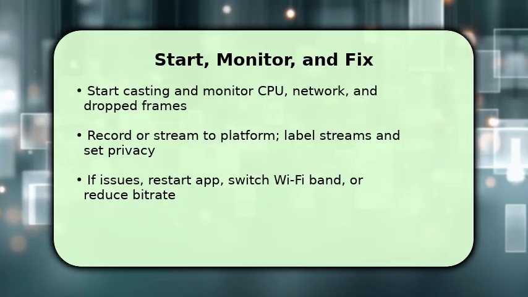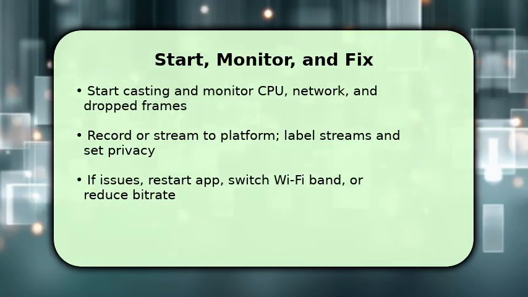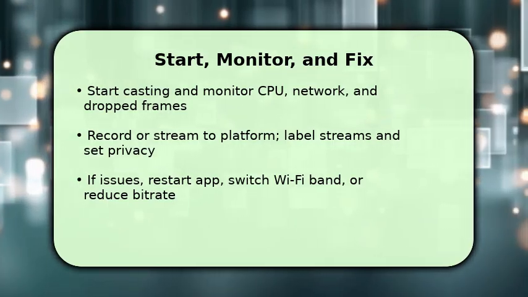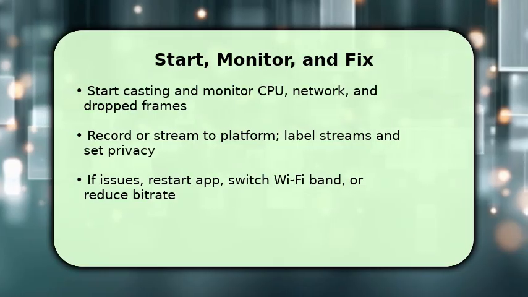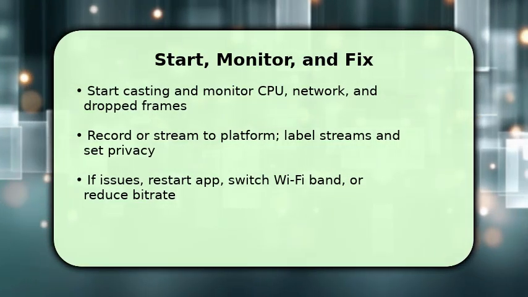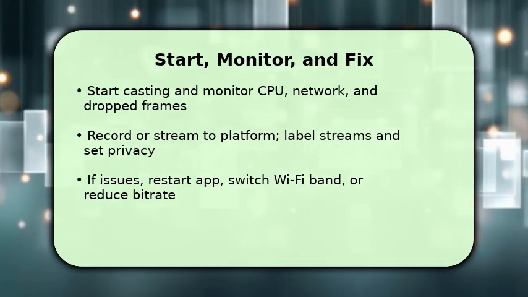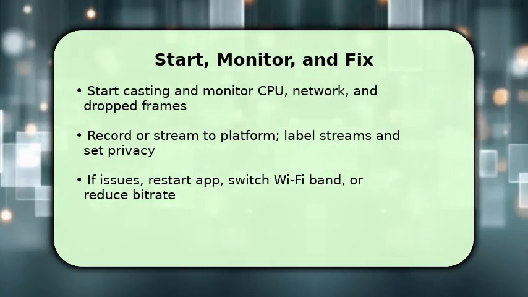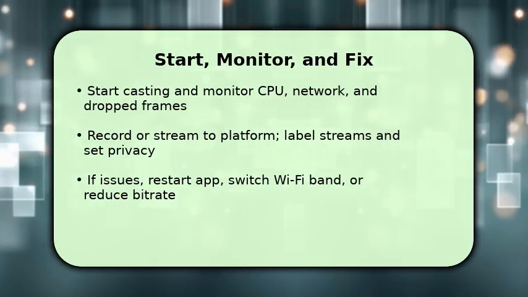While live, label your stream and set privacy preferences so viewers get the right access. Make sure you have a local recording enabled if you need a backup copy. If problems occur, try restarting TCast first, then switch to the 5 GHz Wi-Fi band or lower bitrate to relieve network strain. Finally, recheck permissions and codecs. These fixes resolve most issues quickly.